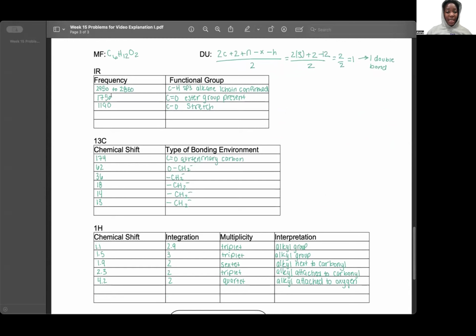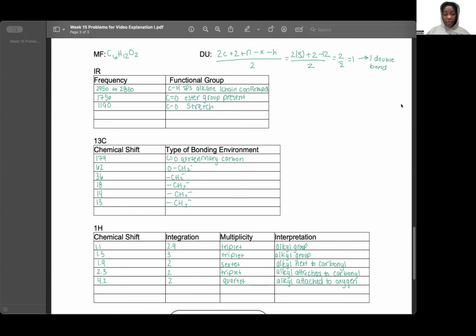At the frequency of 2950 to 2850, we have one single carbon-hydrogen bond, and it's at sp3. It has the alkyl chain formed. And then at the frequency of 1750, we have one double bond of carbon to oxygen, meaning the ester group is present. At frequency 1190, we have one carbon-oxygen stretch.